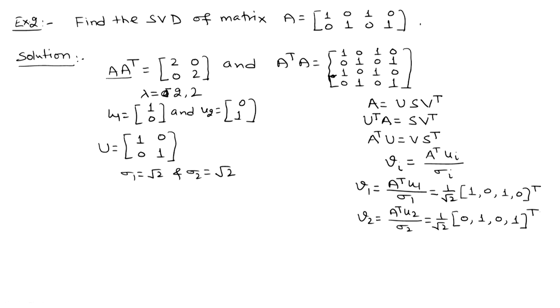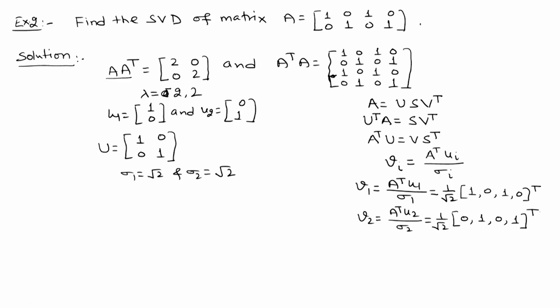As you know, capital V is a 4 by 4 matrix, so there will be 4 columns. I have just calculated only 2 columns, so I need to calculate 2 more columns. If I am able to find 2 more orthonormal vectors, that is V3 and V4, such that the set V1, V2, V3 and V4 makes an orthonormal set of eigenvectors, then my job will be done.